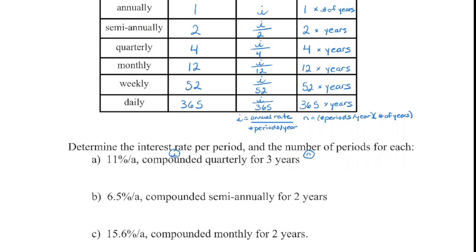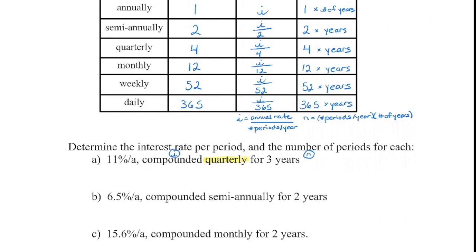Let's say your account is going to pay you 11% per annum. So that's 11% per year. You're compounding quarterly for 3 years. So the first thing you're going to always do, and you can even take a highlighter, is highlight what is the compounding period that we're going to be investing for.